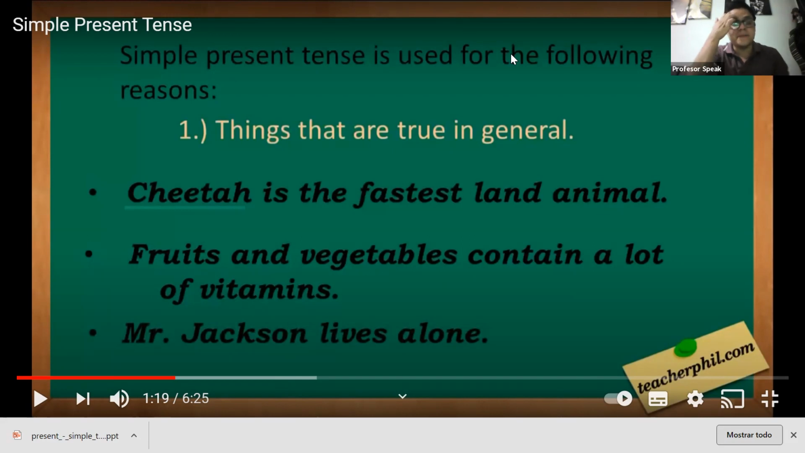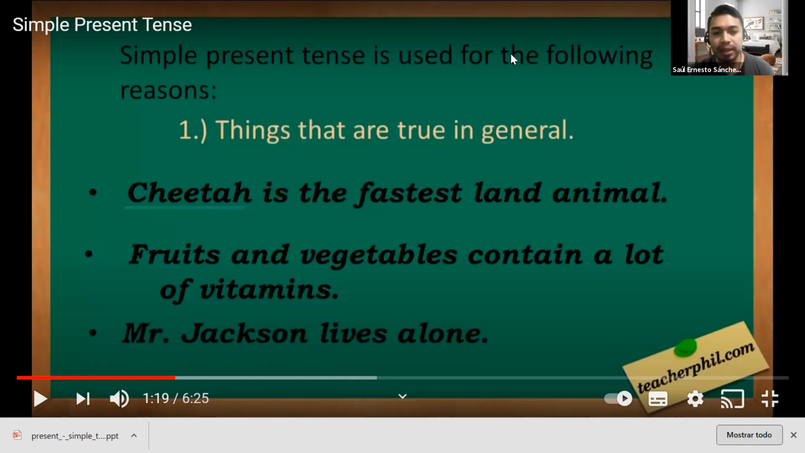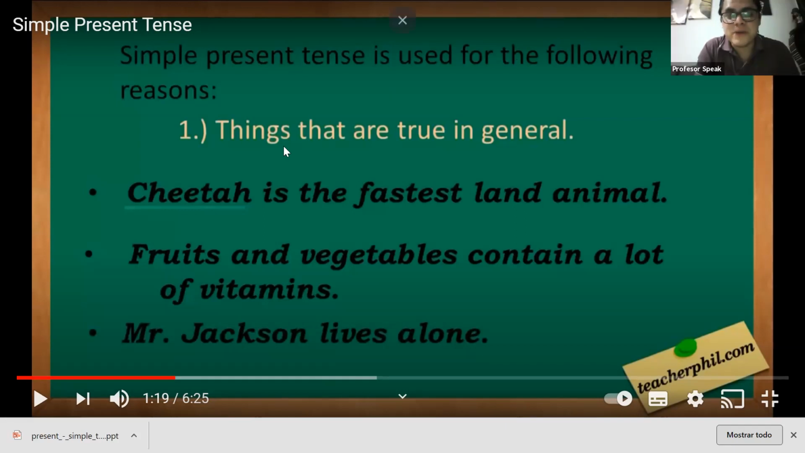Saul, can you please read? Cheetah is the fastest land animal. Yes. Fruits and vegetables contain a lot of vitamins. Yes. Mr. Jackson lives alone. Okay. So we use the simple present to talk about things that are true in general.